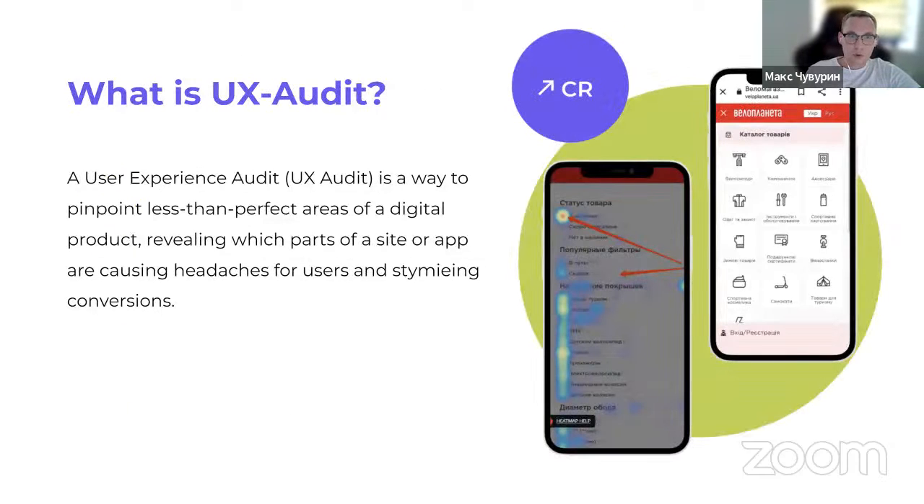What is actually a UX audit and why do you need it? That's the way to find problem points in the product, not only based on user pain and issues, but also flagged by the metrics and conversion indicators. In other words, it is what you need to pay close attention to.